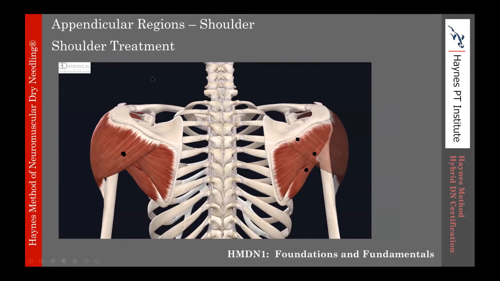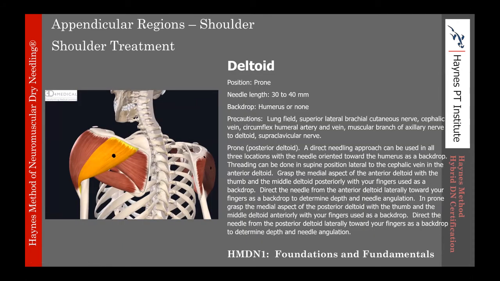Okay, so on to the shoulder treatment itself. Infraspinatus, teres minor, major, and posterior delt. You can needle posterior delt, lateral delt, anterior delt. You can needle them in a direct approach or in a threading approach. We're going to demonstrate the direct approach for the posterior delt. All right. So we already discussed anatomy. So let's move on to treatment.